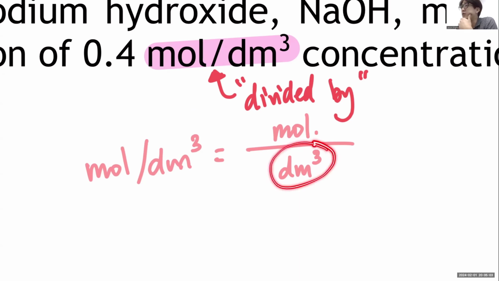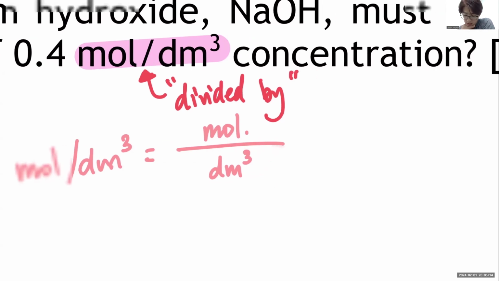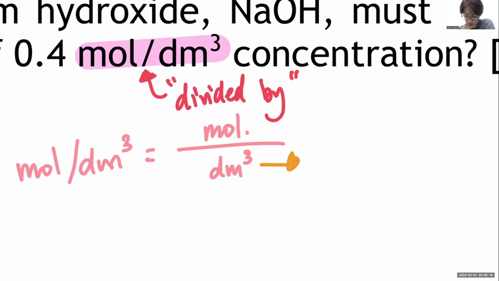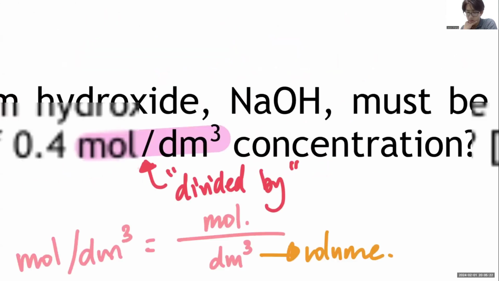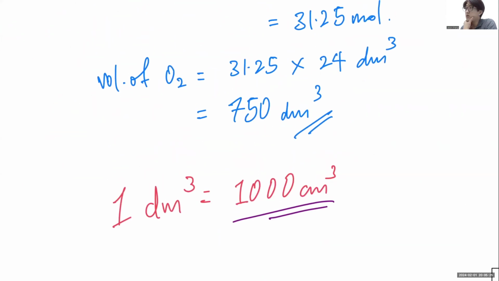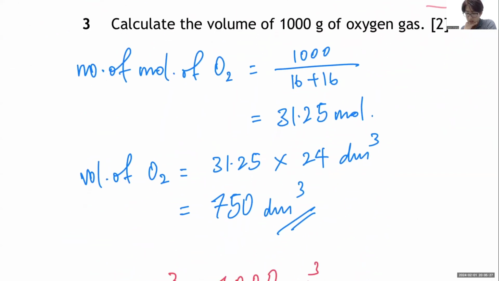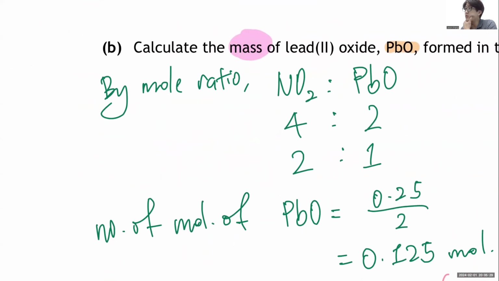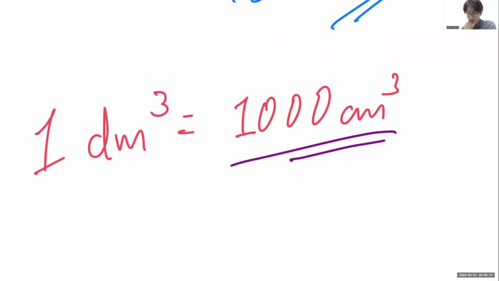What does this mean? dm cube. This is a unit for what kind of a quantity? Is it length? Is it mass? Mass only got your gram, kg, all these kind of things. We just did this. This one is volume. dm cube, remember the gases? dm cube, cm cube. Eh? Okay.